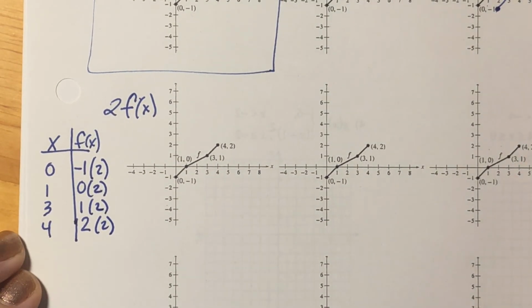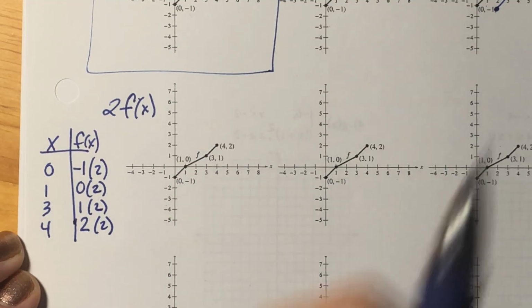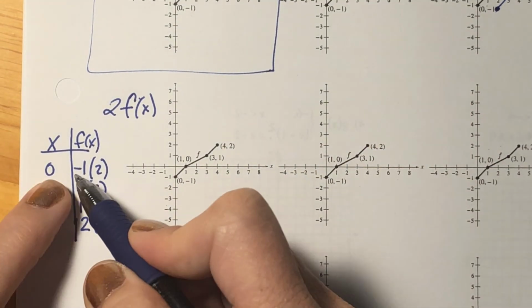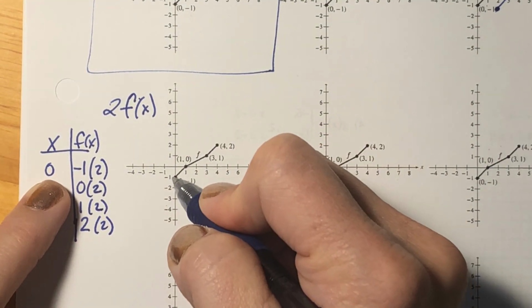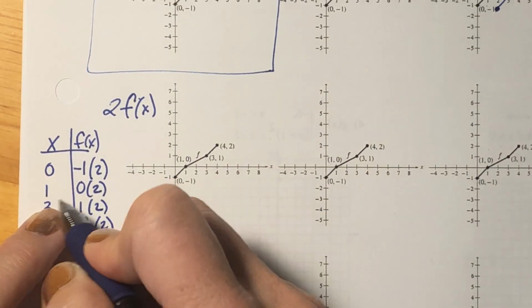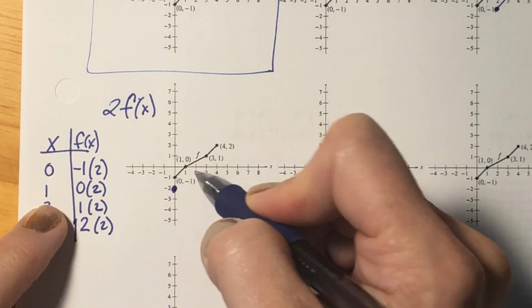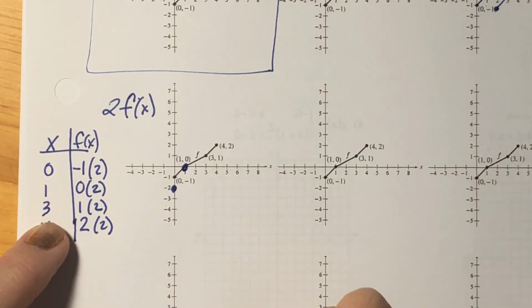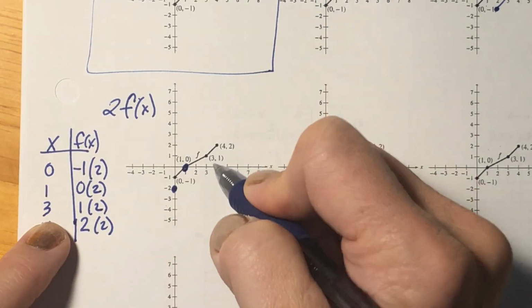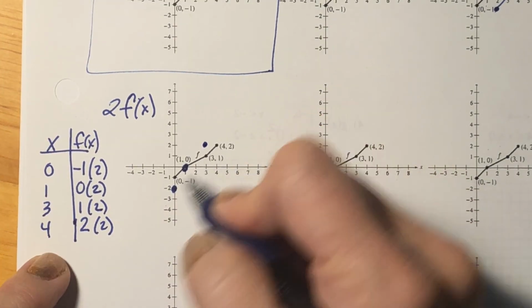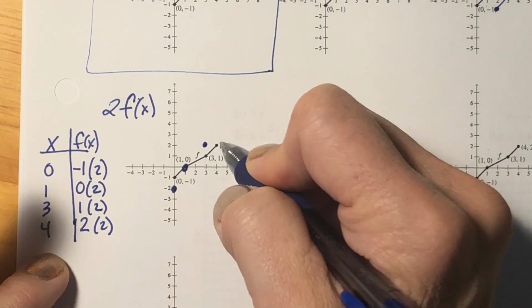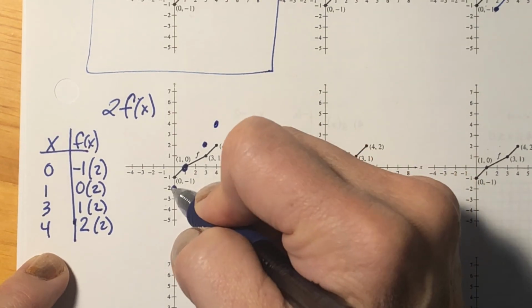All right, so what we're really doing is we're stretching this graph. We're going to do a vertical stretch. So I have 0, -2, so the point here should be 0, -2. And then 0 times 2 is 0, so 1, 0, that's going to stay right there. 3, 3, 2, so that goes up here. And then 4, 4, so 4, 4. So the graph is stretched out.